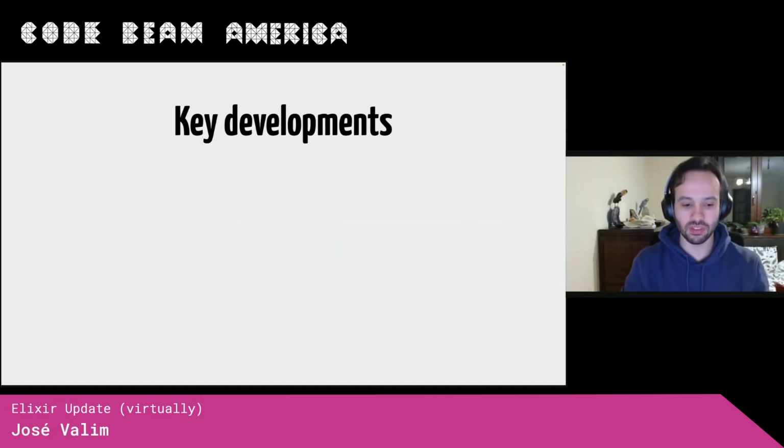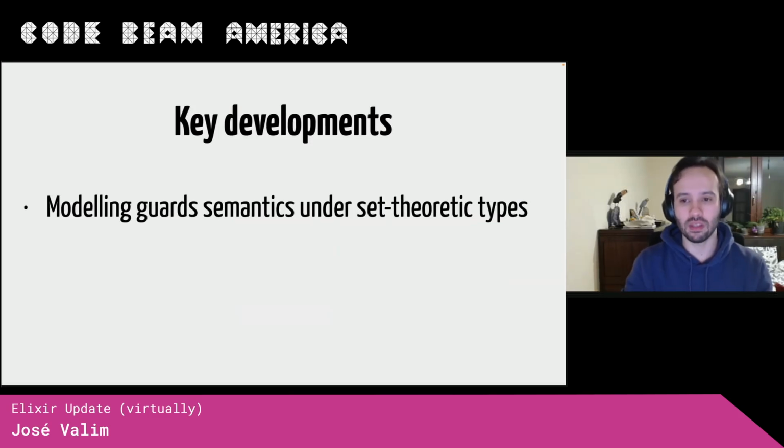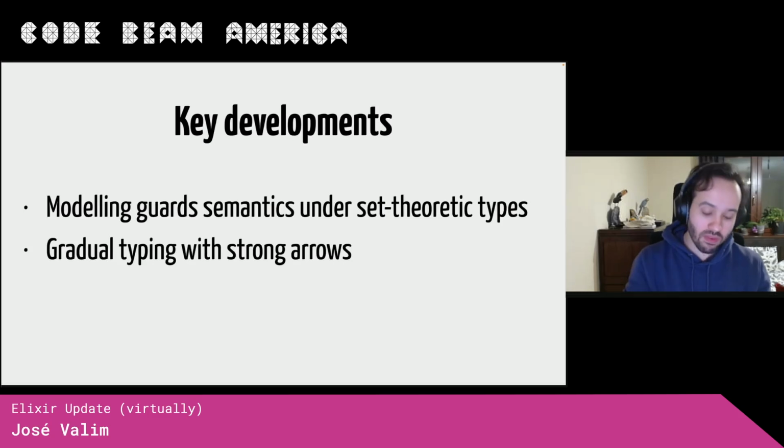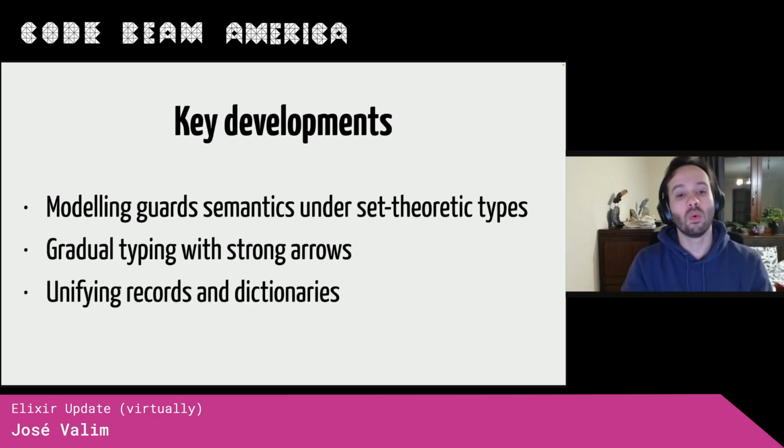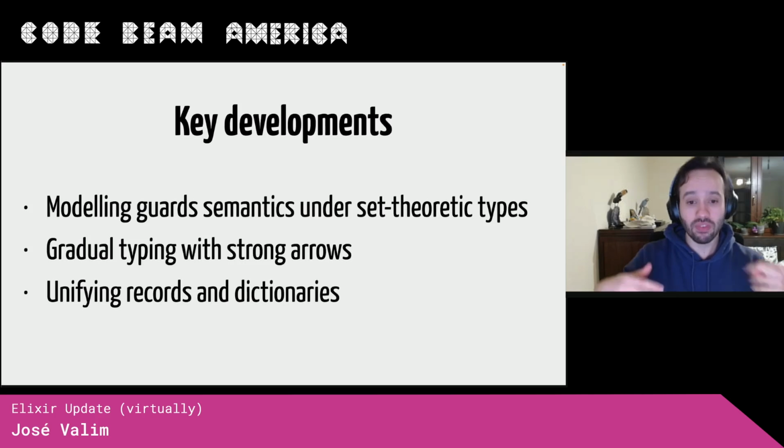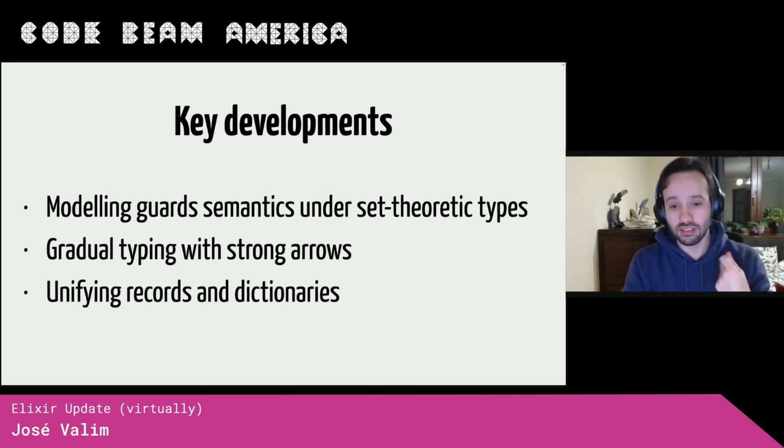How are we going to make Elixir fit with an existing type system? And the type system that we chose is based on set theoretic types. But even then, we have to develop new theory of type systems in order to make Elixir work properly within this type system. So we can properly model Elixir in this type system. So we had a bunch of new research and key developments. So for example, we've modeled all the guard semantics under set theoretic types. We introduced a new form of gradual typing with strong arrows. We came up with techniques for unifying records and dictionaries. By the way, when I say we, I mean Giuseppe and Guillaume, not me.